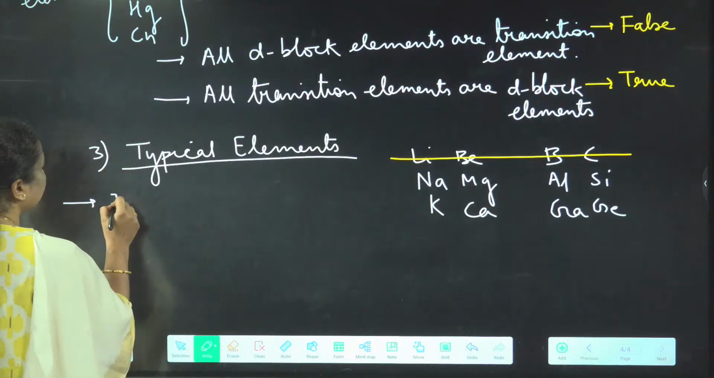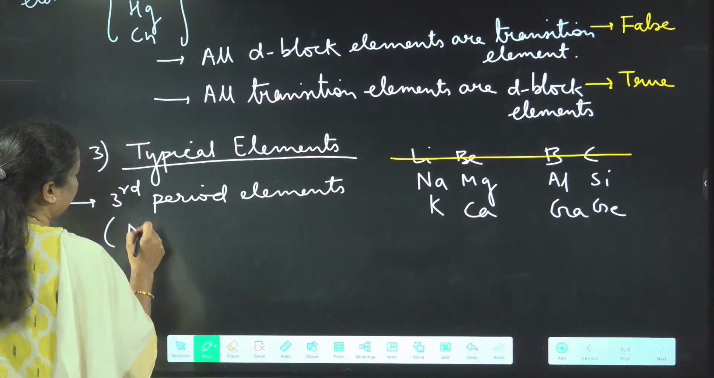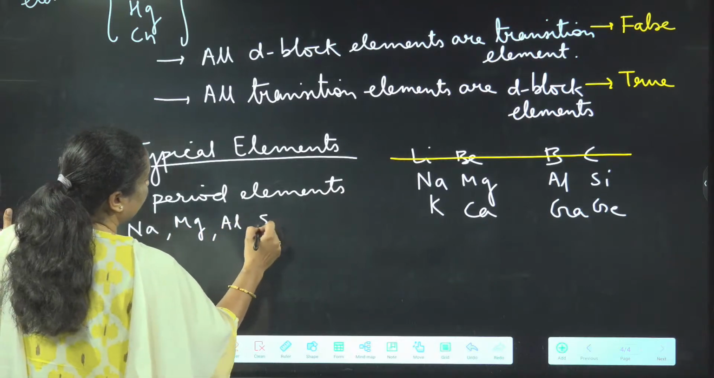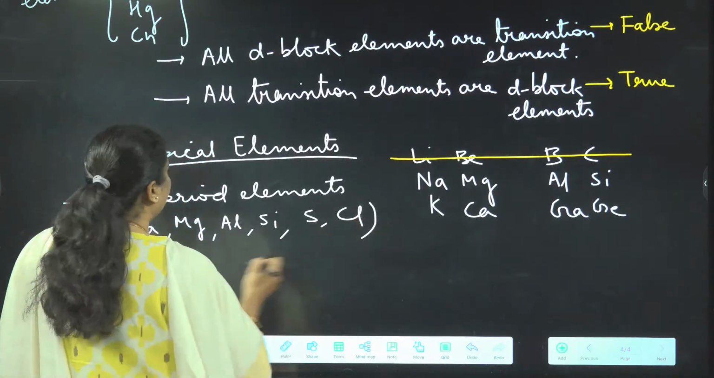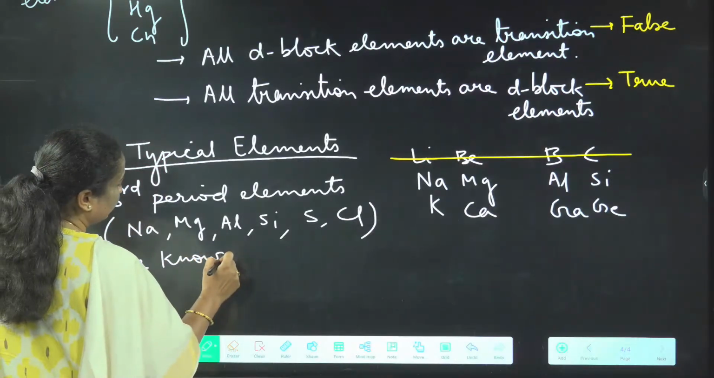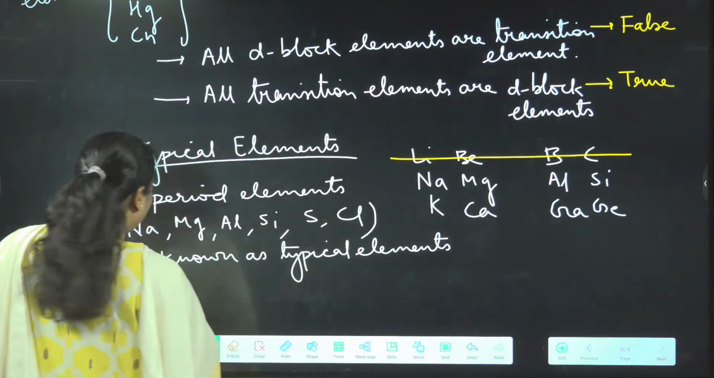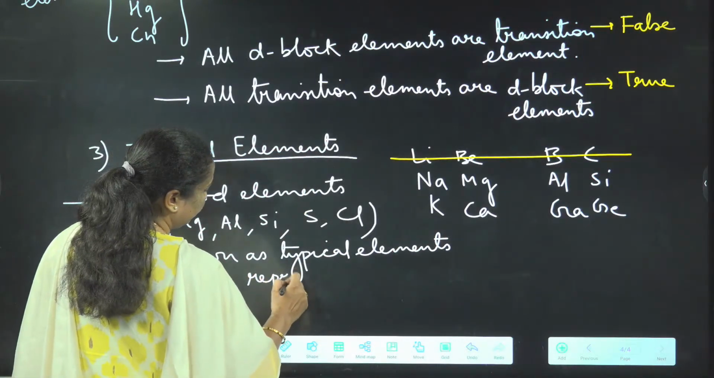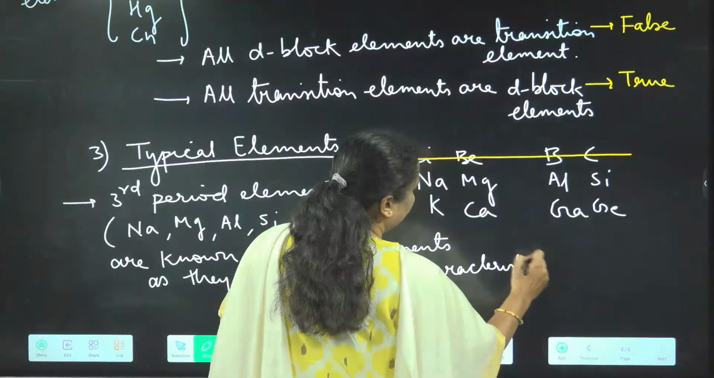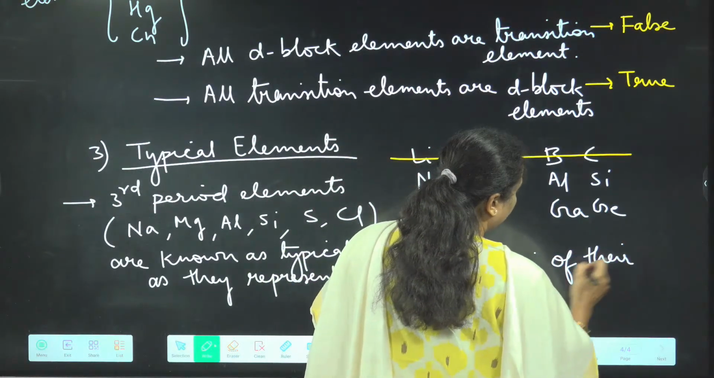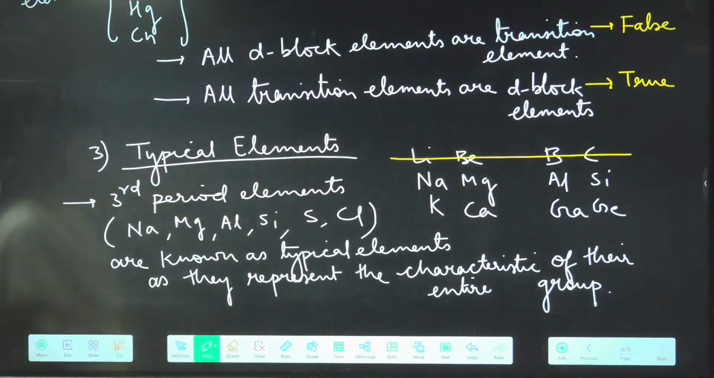So we can write down: third period elements, which are sodium, magnesium, aluminium, silicon, sulfur, chlorine, are known as typical elements, as they represent the characteristic of their group, of their entire group. So you can read them like monitors of the class.